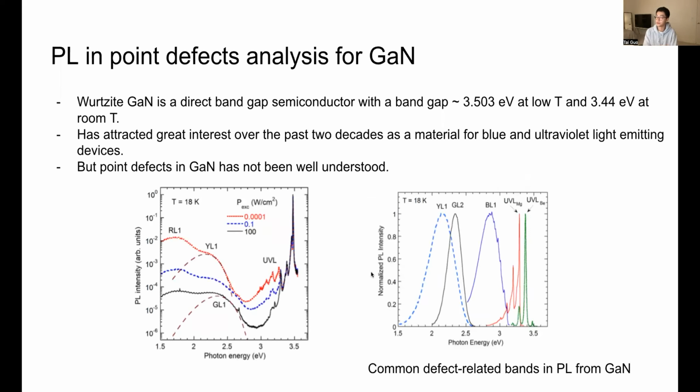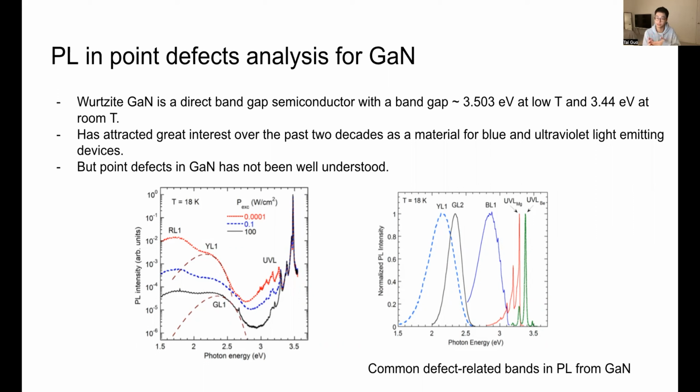Here is a little bit of background for gallium nitride. Gallium nitride is a direct bandgap semiconductor with a bandgap around 3.5 eV at low temperature and 3.44 eV at room temperature. Because of the wide bandgap, it has attracted great interest over the past 2 decades as a material for blue and ultraviolet light emitting devices. But the point defects in gallium nitride haven't been well understood.